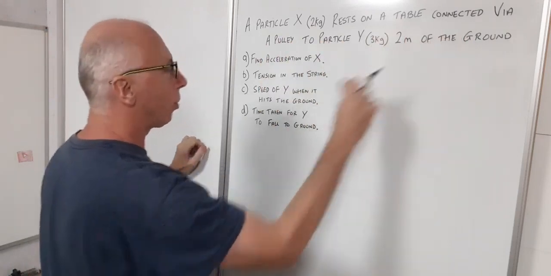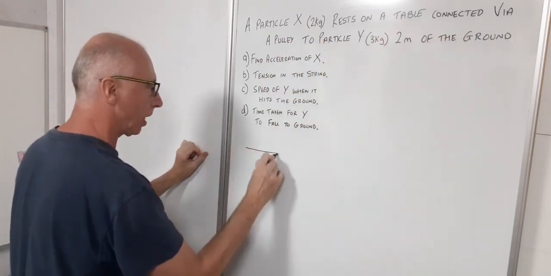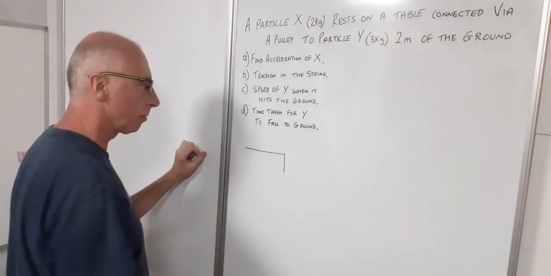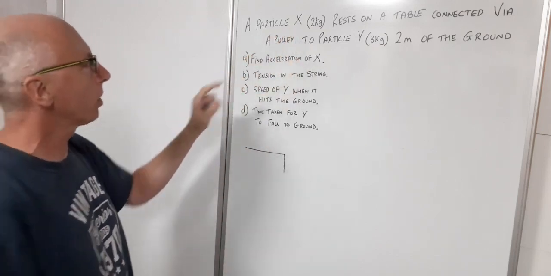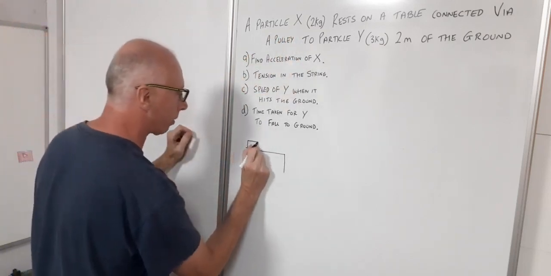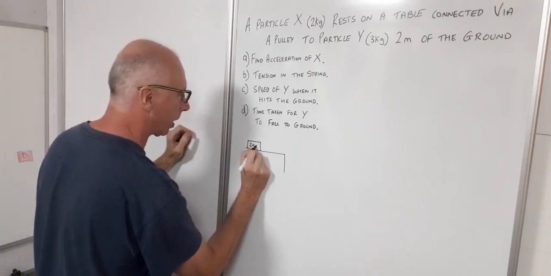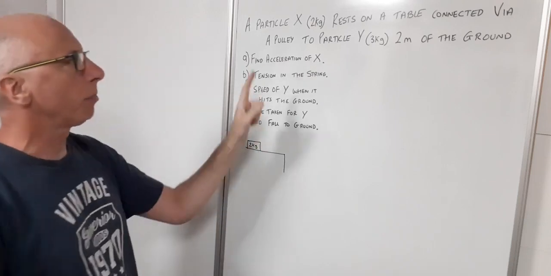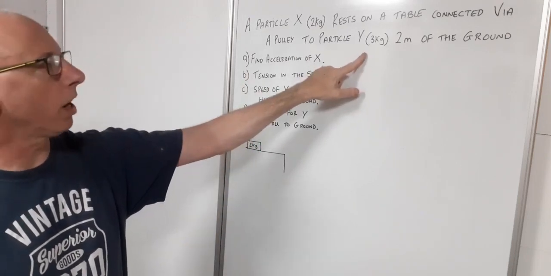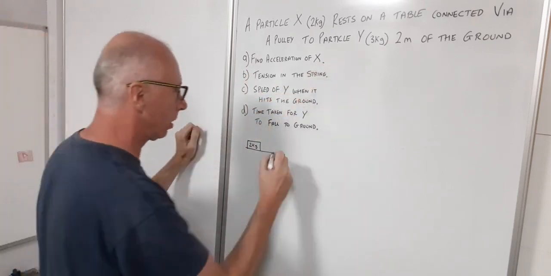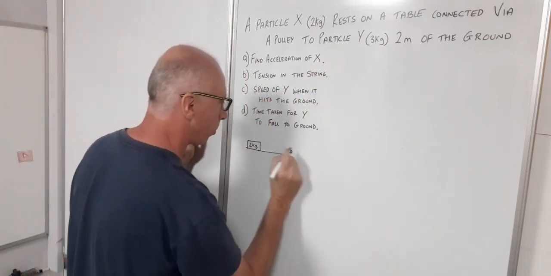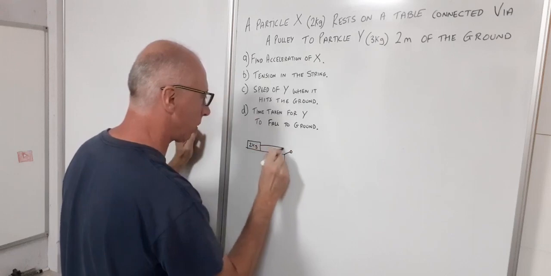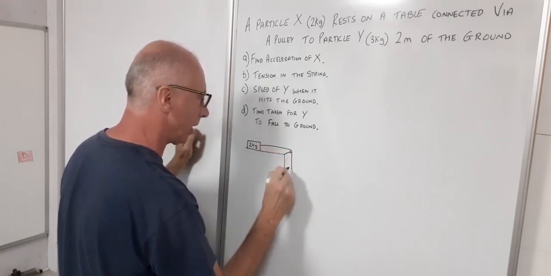So let's draw the table. So the table can be here, that can be the top of the table, and I've got particle X of 2 kilograms. So that's 2 kilograms. And then there's a pulley system connecting particle Y, which is hanging off the table. So that's my pulley system. There's the wheel of the pulley. There's my taut string. And there's particle Y.